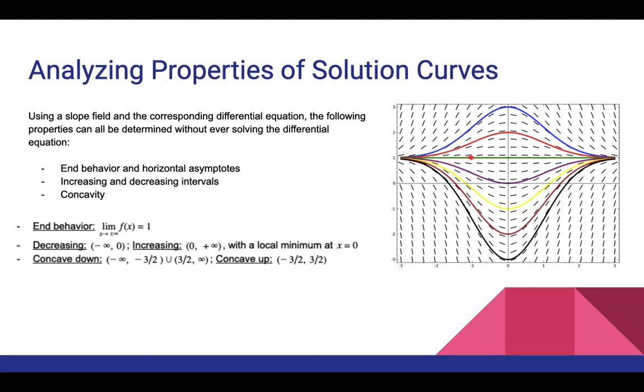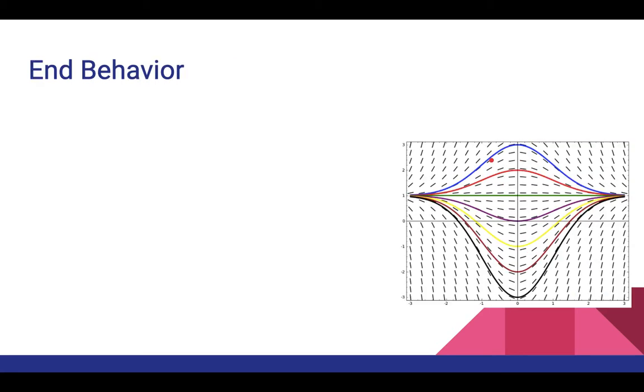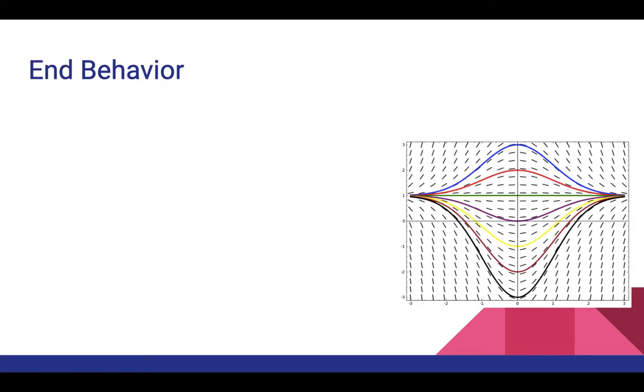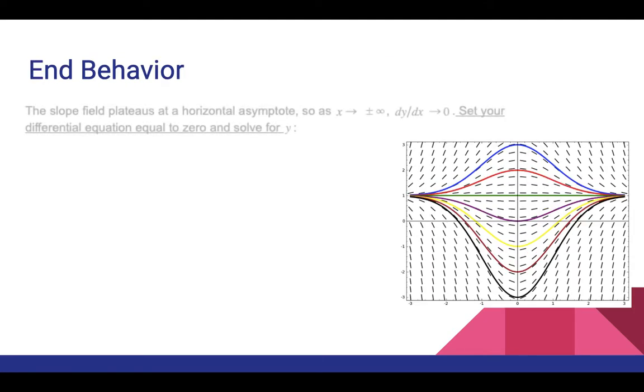Okay, for y equal to 1, we get the green curve, and then for y greater than 1, we see that the properties become inverted. Where we're concave up, we're concave down, and where we're increasing, we're now decreasing. Okay? So we can see that the initial condition influences the above properties of a particular solution y equals f of x. So let's take a look at end behavior.